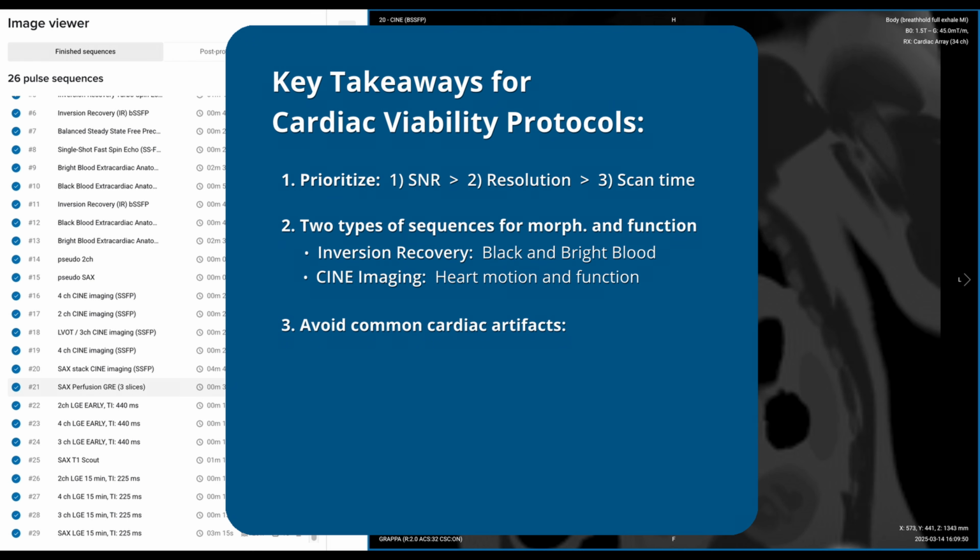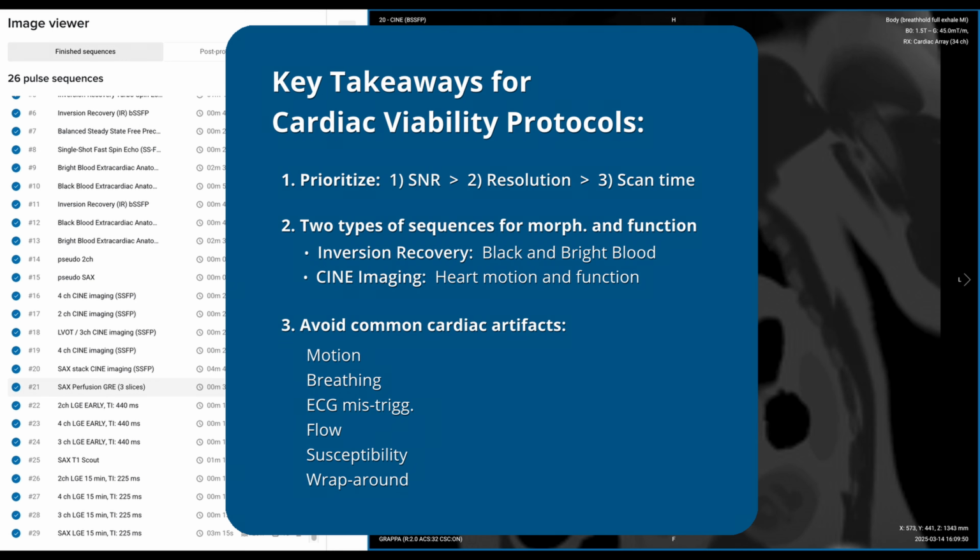Third, make sure to avoid the common artifacts that can show up during cardiac MRI, which include motion, breathing, ECG mistriggering, flow, susceptibility, and wraparound artifacts. ECG mistriggering artifacts specifically happen when the ECG signal is poor, causing problems with cardiac phase timing.